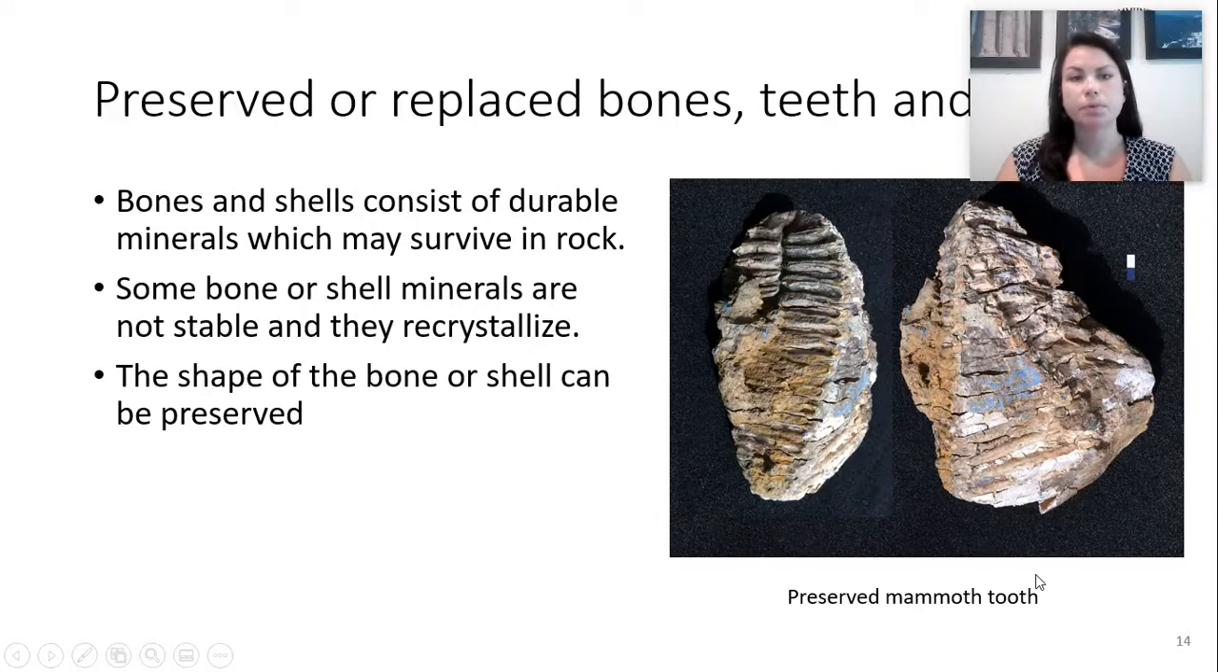Okay, another example is preserved or replaced bones and teeth or shells. And this is where bones and shells consist of a durable mineral, which may survive in a rock. Some bones or shells mineralize and aren't stable, and then they recrystallize. So the shape of the bone or shell can be preserved. An example of this here is a preserved mammoth tooth.